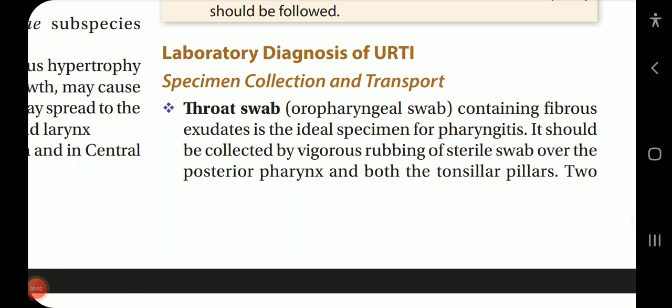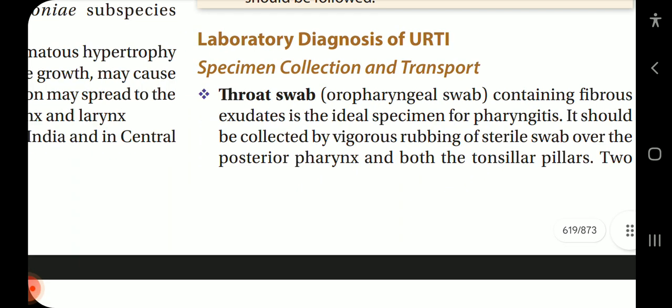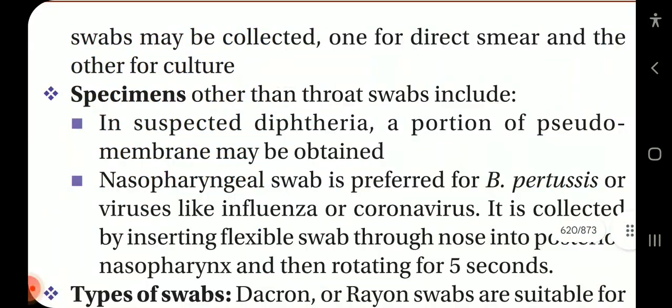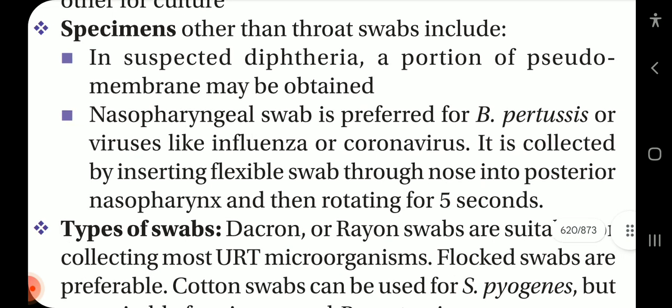Lab diagnosis of URTI: specimen collection and transport. A throat swab or oropharyngeal swab containing fibrous exudate is the ideal specimen for pharyngitis. It should be collected by vigorous rubbing of a sterile swab over the posterior pharynx and both the tonsillar pillars. Two swabs may be collected, one for a direct smear and the other for culture. Specimens other than a throat swab: in suspected diphtheria, a portion of the pseudomembrane may be obtained.